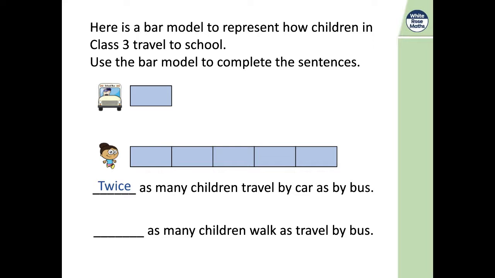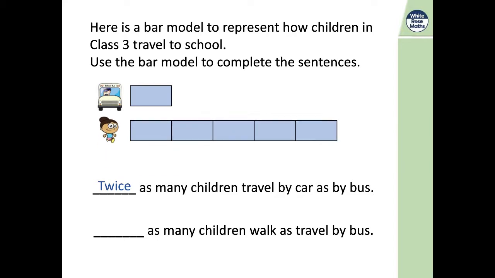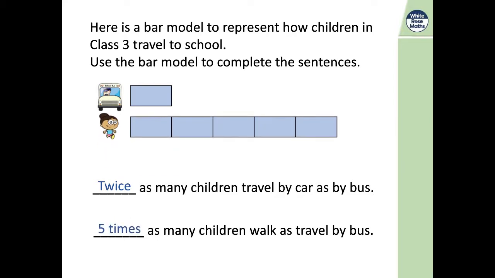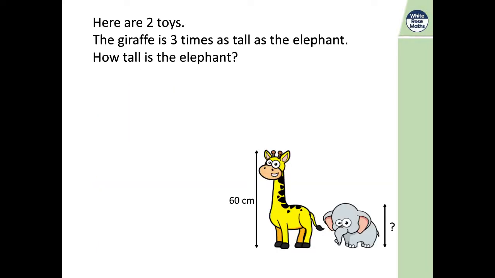I'm going to get rid of the car one now because I'm comparing the bus to walking. So we have 1 block for bus, and 1, 2, 3, 4, 5 times more walking. Okay, so we can put them up near each other to see them. So 5 times as many children walk as travel by bus. So well done if you got that right.